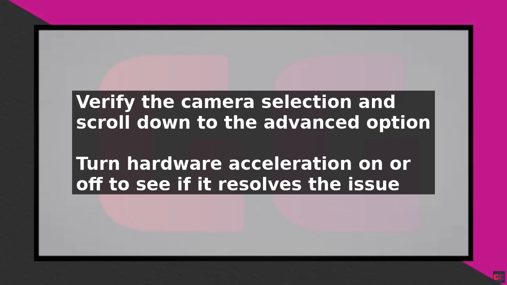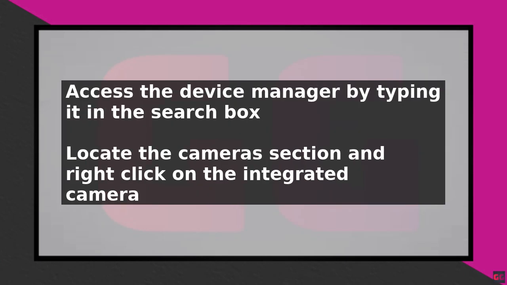If neither of these steps works, the problem may not be with Discord itself. In this case, the issue can be addressed through the device manager. To access it, close Discord, type Device Manager in the search box, and open the corresponding result. In the Device Manager, locate the Cameras section, which may require expanding a category by clicking on an arrow. Once found, right-click on the integrated camera and select Properties.